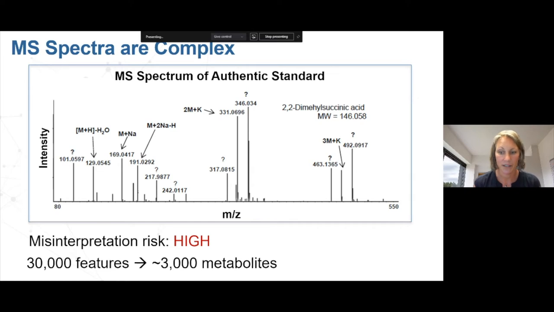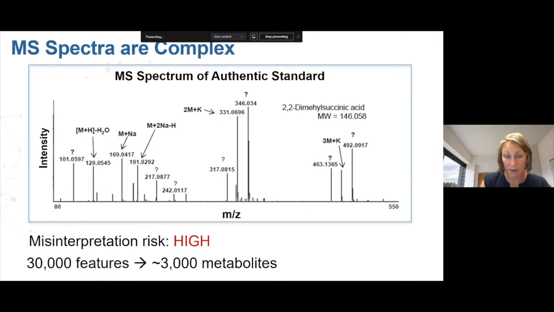And so here I'm showing a spectrum of a single purified authentic standard. So this compound is dimethyl succinic acid. And this compound was analyzed using the same workflow that we might use on an LC-MS analytical platform that we might use to collect non-targeted metabolomics data. And what you can see is that we don't just have one peak, we have many more than one peak. And this may be somewhat of an extreme example, but you can see that some of these peaks are easily interpretable, right? So we can identify, okay, here's our compound minus water, here's the compound plus sodium, here's a dimer plus potassium, but others are not as easily interpreted.